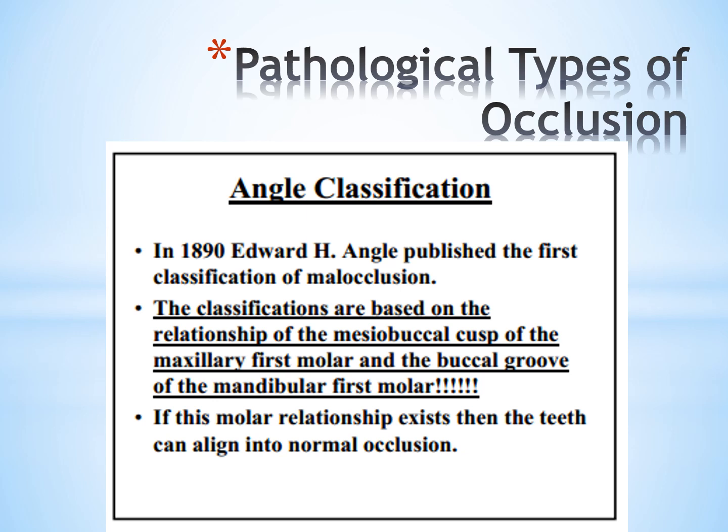And now let's talk about Angle classification. In 1890, Edward Angle published the first classification of malocclusion. The classification is based on the relationship of the mesiobuccal cusp of the maxillary first molar and the buccal groove of the mandibular first molar. If this molar relationship exists, then the teeth can align into normal occlusion.